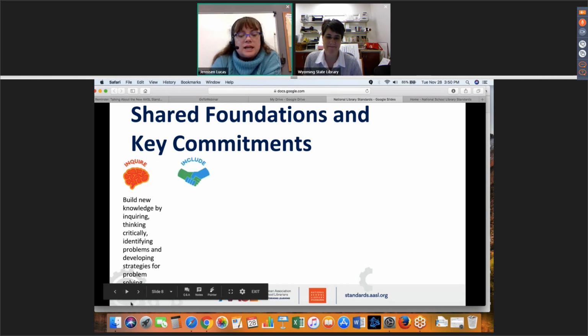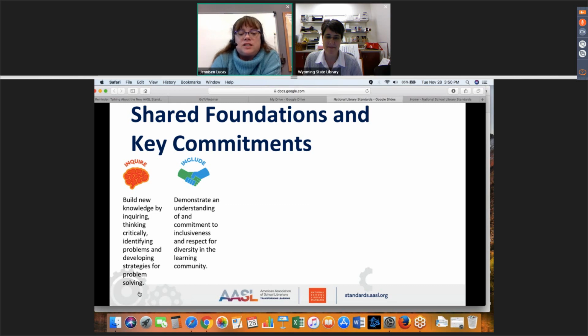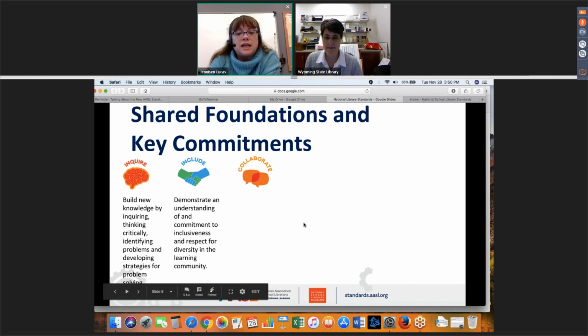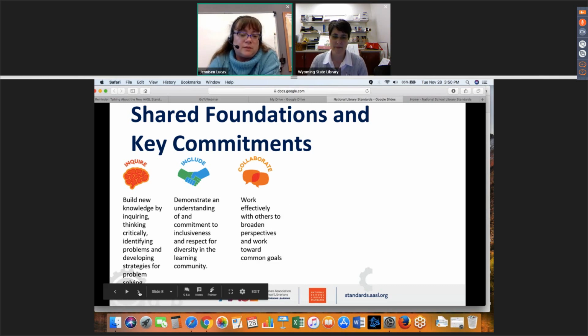Including is about demonstrating that understanding and commitment of inclusiveness, respecting diversity, bringing in multiple perspectives, making sure that you don't just take the first idea that comes along, that you see what the other side of the story might be along the way. Collaborating, which is, of course, working effectively with others.